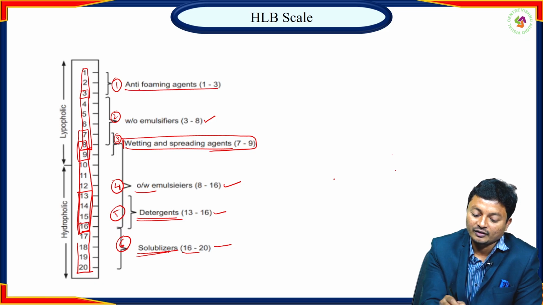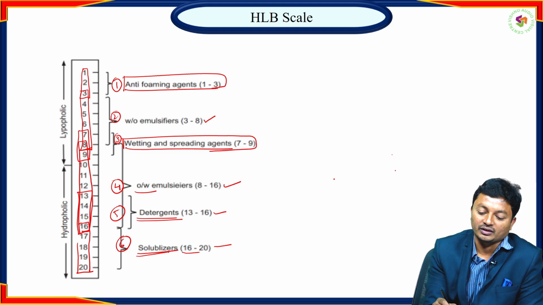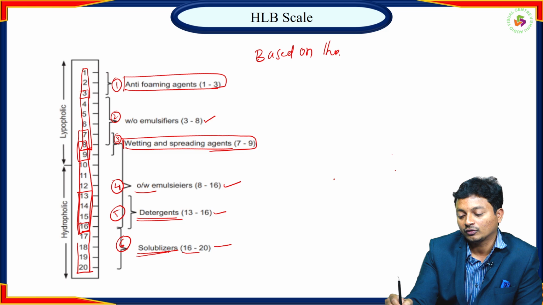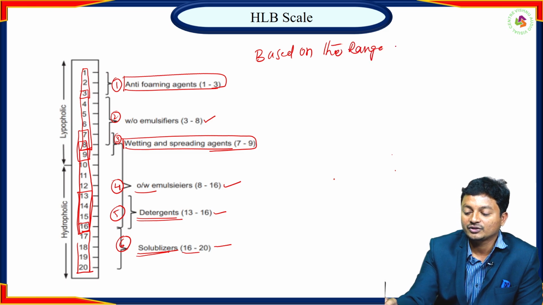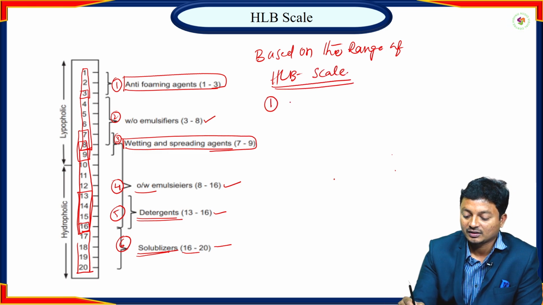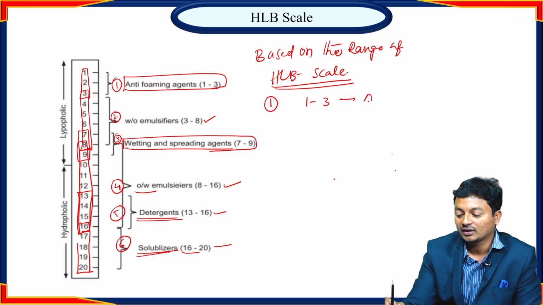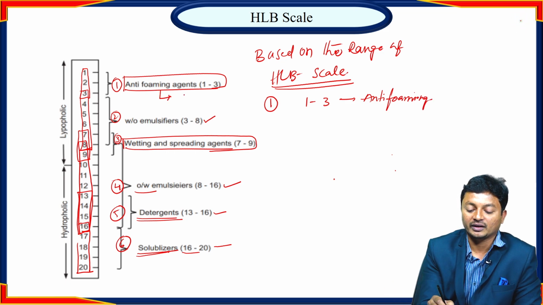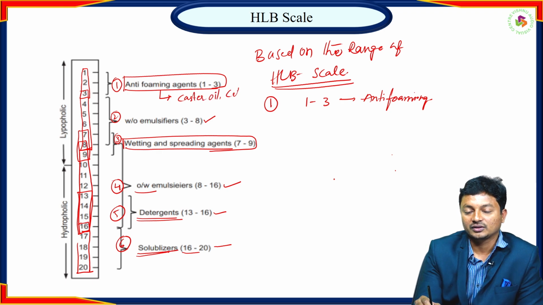So first, anti-foaming agents, classes 1, 2, 3. This is based on the range of the HLB scale. So first class 1, 2, 3 indicates anti-foaming agents. Examples for anti-foaming agents are castor oil, cetyl sterol alcohol.